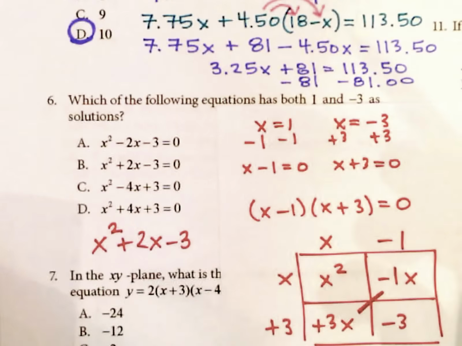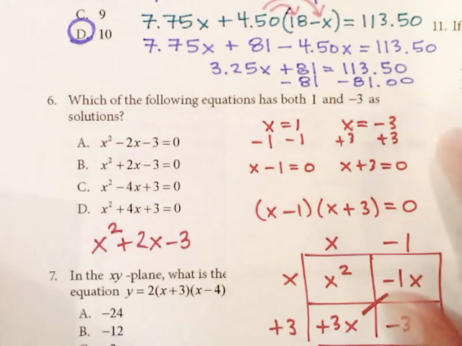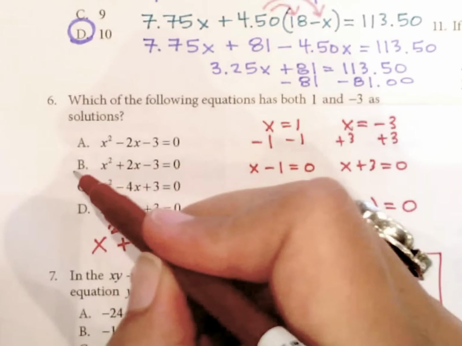So this is our answer. This is the quadratic equation that gives us solutions of 1 and -3. So that's going to be answer B.